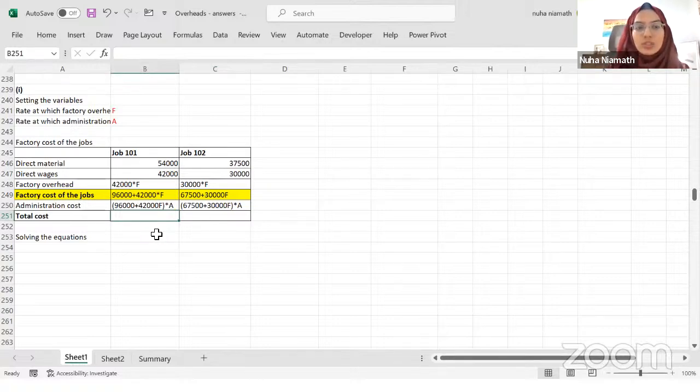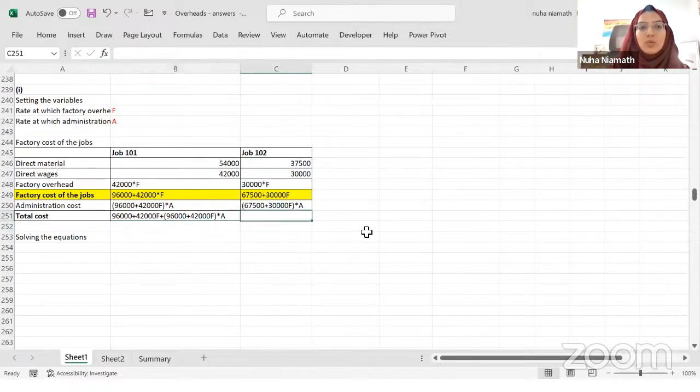Okay. So what is our total cost? Our total cost is factory cost plus administration cost, which will be 96,000 plus 42,000 F plus, we can just try to copy this. This is our administration cost, and we can do plus administration cost.